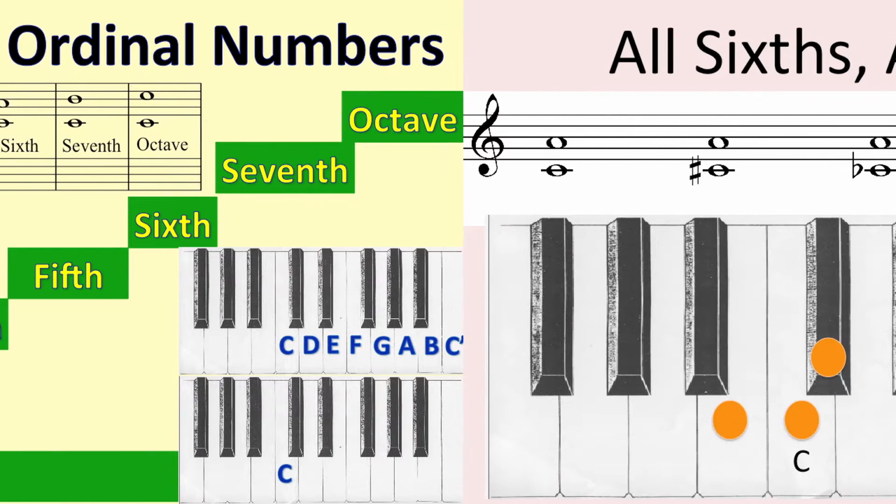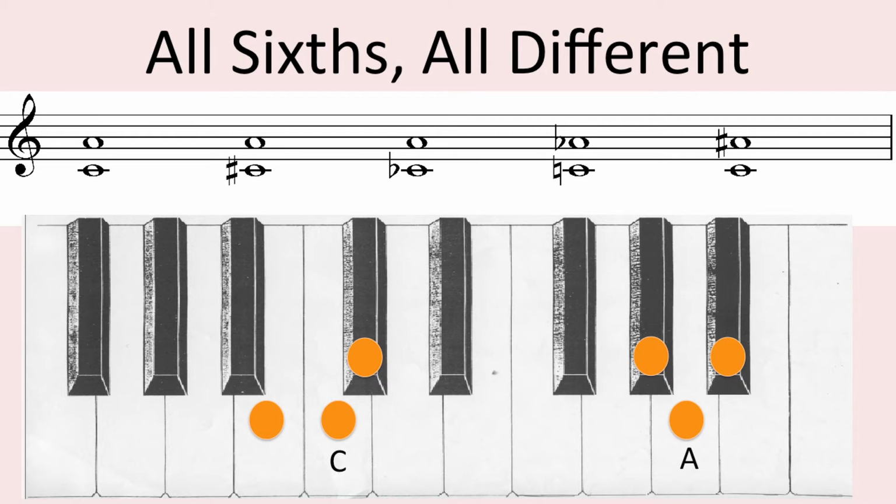Here is a sixth, C to A, with a choice of 3 possible bottom notes: C natural, C sharp, or C flat. Or top notes: A natural, A flat, or A sharp. Listen. Each of these intervals sounds different, yet they are all called sixths.